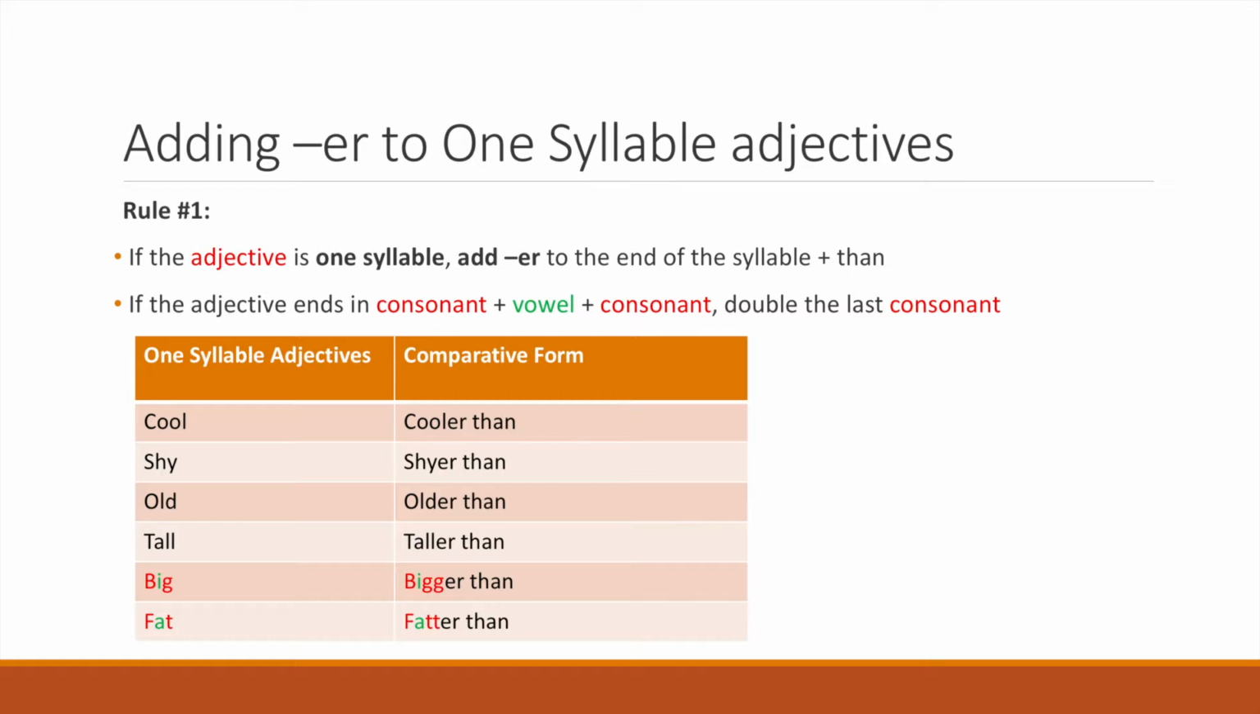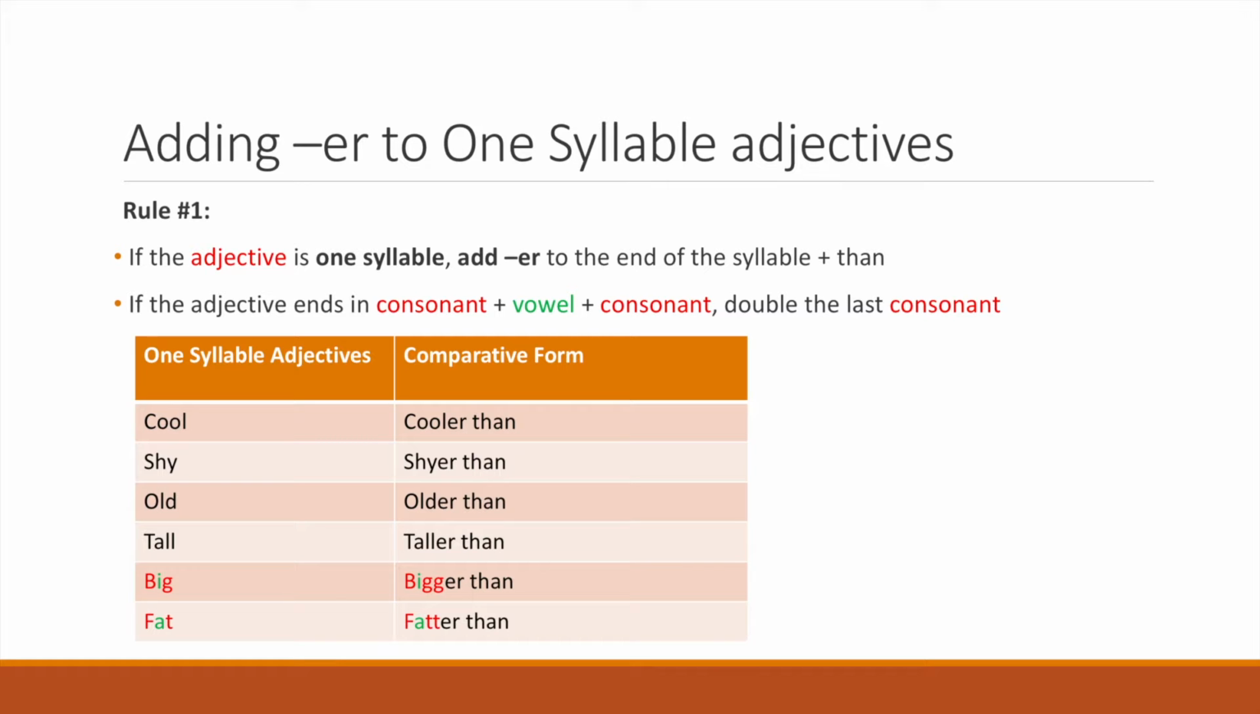So the first rule for comparative adjectives is if the adjective is 1 syllable, we simply add ER to form the comparative. If the adjective ends in consonant, vowel, consonant, we have to double the last consonant to form the comparative. For example, 1 syllable adjectives like cool become cooler than in the comparative form. Shy becomes shyer than. Old becomes older than. Tall becomes taller than.